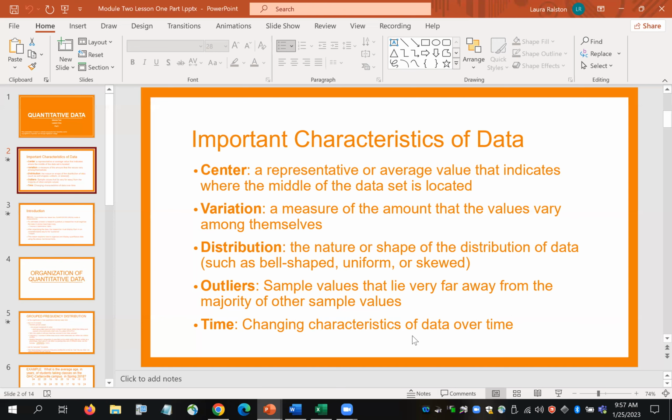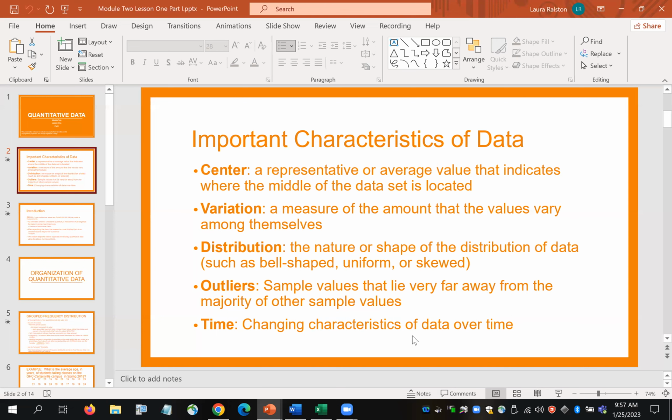Third is the distribution, which we've already talked about a little bit. The distribution is the shape of the data. Again, are they all clumped on the low end? Are they clumped together on the high end? Or are they clumped together in the center? Again, those are the three distributions: skewed to the left, skewed to the right, and symmetric.